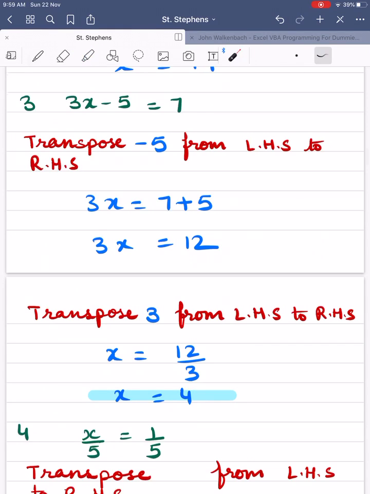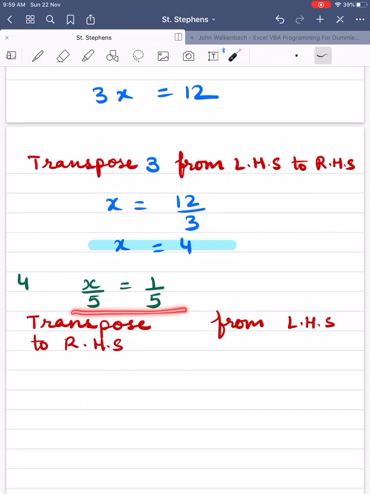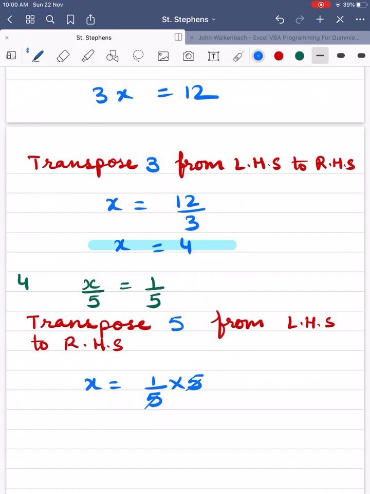Now let's solve x upon 5 is equal to 1 upon 5. Now here we have to transpose 5, which is in the denominator in the left hand side, to the right hand side. So here it is being divided. When we shift it to the right side, it will get multiplied. So transposing 5 from left hand side to right hand side, we get x is equal to 1 upon 5 into 5. 5 gets cancelled with 5 and we get here 1. So x is equal to 1 is the solution of the equation.